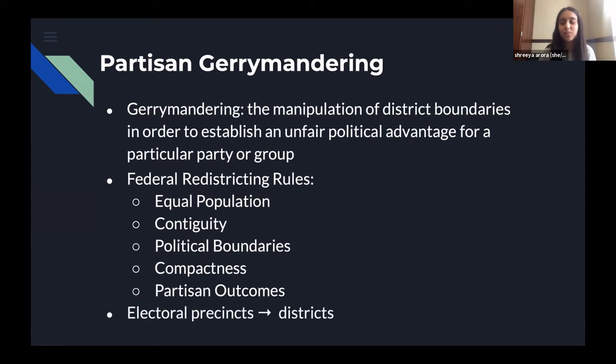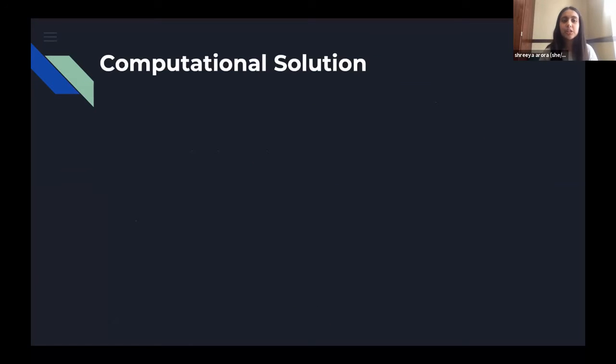Another word I'm going to use a lot is electoral precincts. These precincts are the smallest unit of division that the government has. These precincts are grouped together to create districts, and districts are what provides the representation in a legislative body for all the people within the precincts and the district. So Dr. Kessler and I worked to create a computational solution using Wolfram Mathematica.